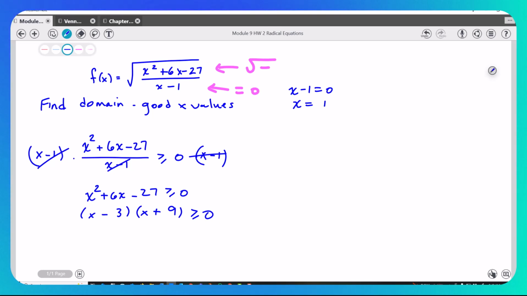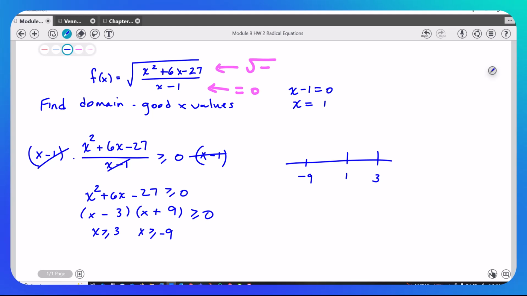So I can see that this would be x equals 3 and x, I didn't mean to put equals. I mean, back up. x is greater than or equal to 3 and x is greater than or equal to negative 9. So in other words, I set these equal to 0 and solve. So if I just look on a number line, I have negative 9. The next value I have is 1. And the next value I have is 3.